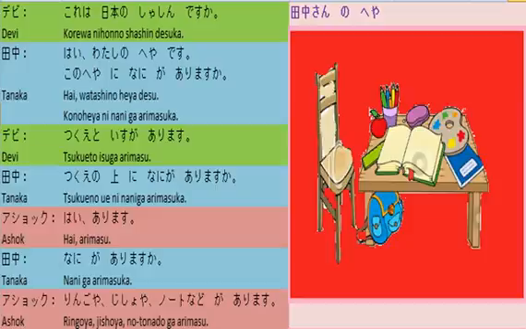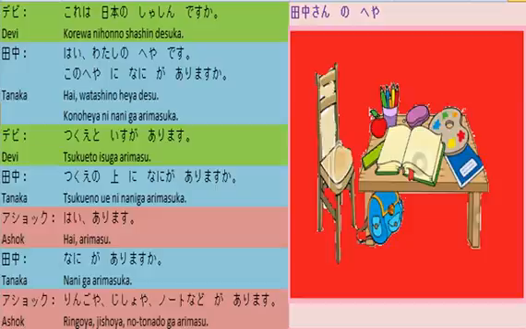Miss Devi: Kore wa Nihon no shashin desu ka? So Miss Devi sees a photograph in Tanaka-san's room. Kore wa Nihon no shashin desu ka? Is this a Nihon no shashin? We just learned that shashin is photograph. So Nihon no shashin means Japan photograph. Wa desu ka is the interrogative structure. Kore wa Nihon no shashin desu ka means is this a photograph that was taken in Japan?